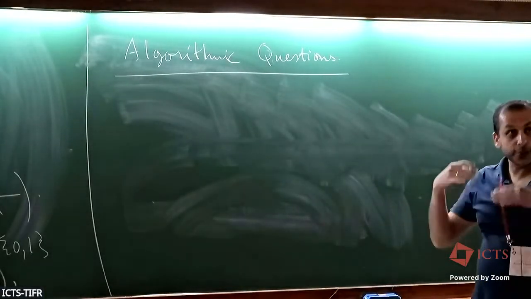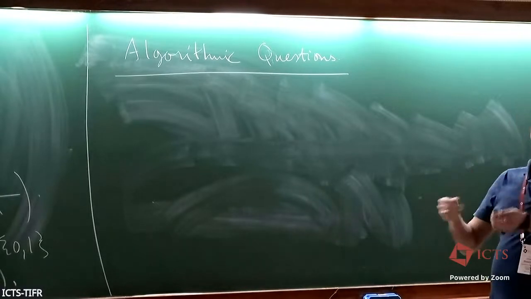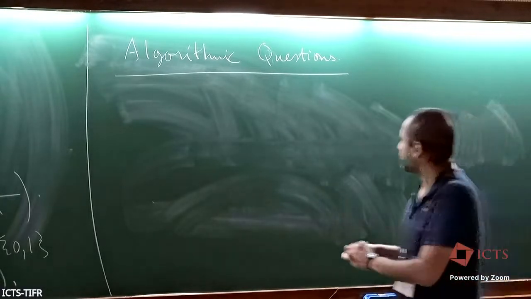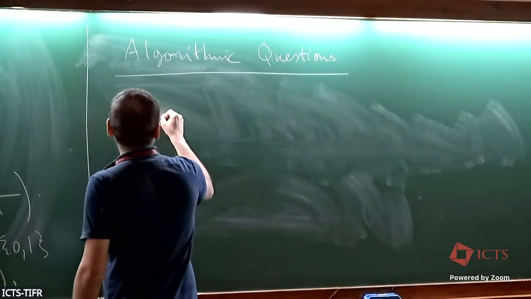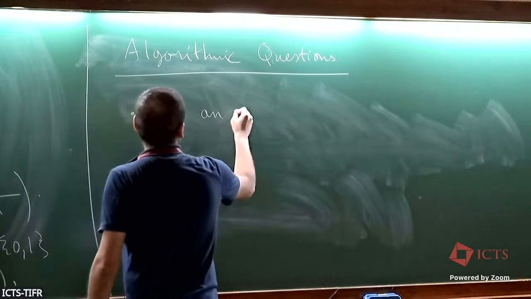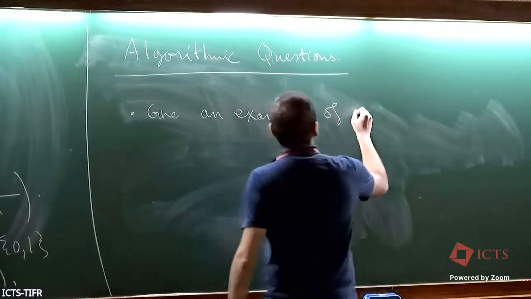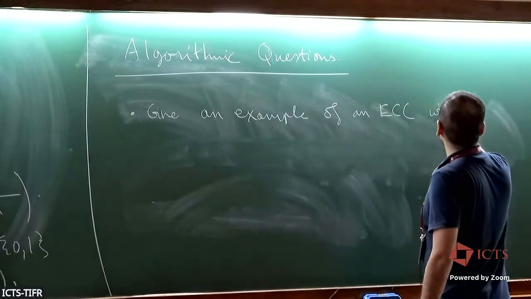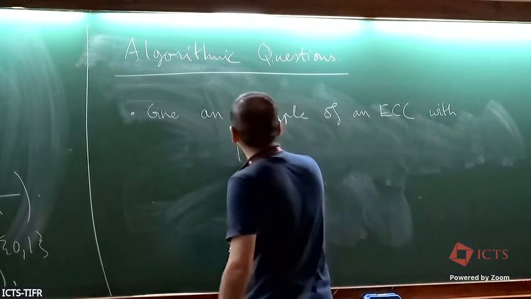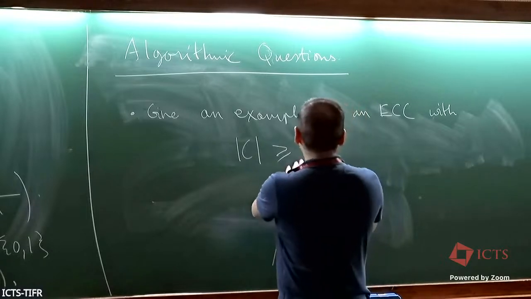In order to use an error correcting code, I need to be able to talk about its elements, and I need to talk about its elements quickly. So the first question is to give an example of an error correcting code with big size of C.